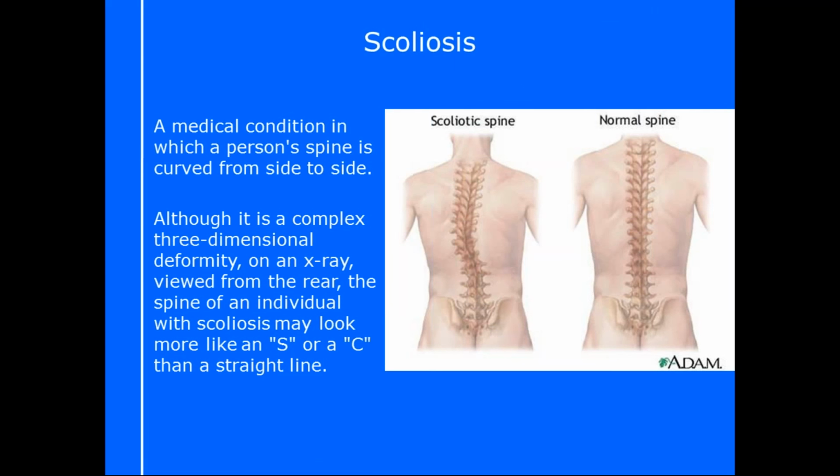Now this is a medical condition whereby the spine is curved from side to side and it's fixed in that position. So it's not just a result of postural tensions, it's actually that the vertebrae will stay in that place. It's complex, it's three-dimensional, but on an X-ray it generally looks like it's shifted, just like an S or a C shape. This can cause a lot of pain around the surrounding muscles.